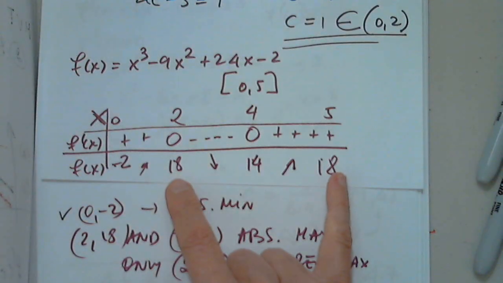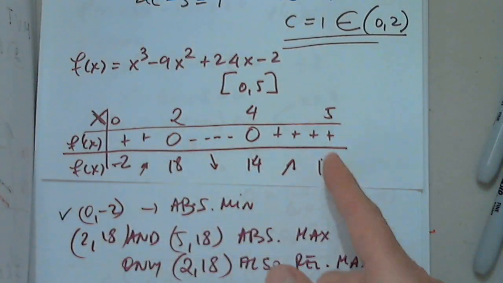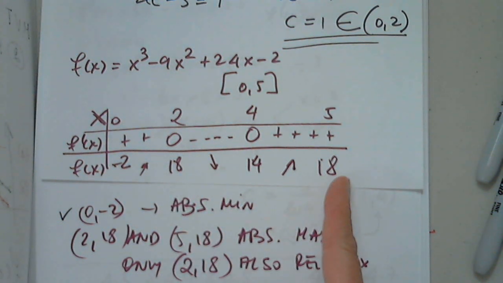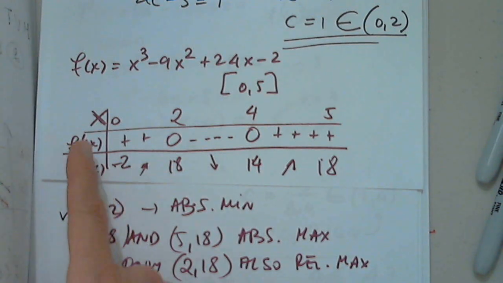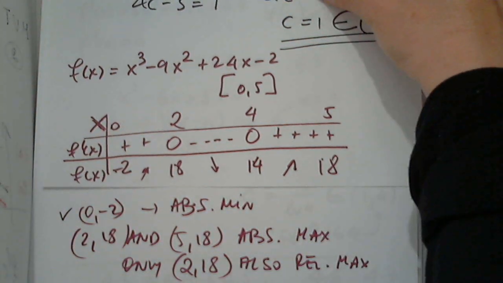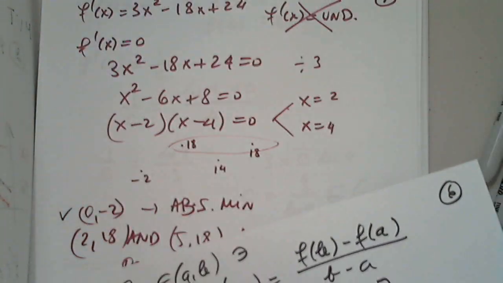So it has two absolute max at 2 and 5. This one is also relative, but this one is not. And it has an absolute min at 0, -2. Anything else?